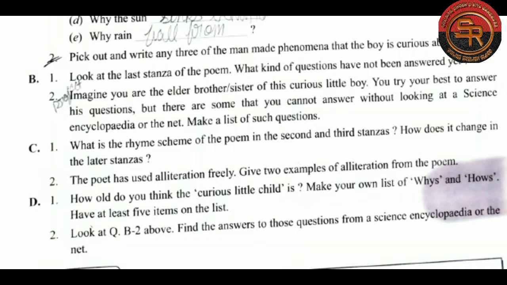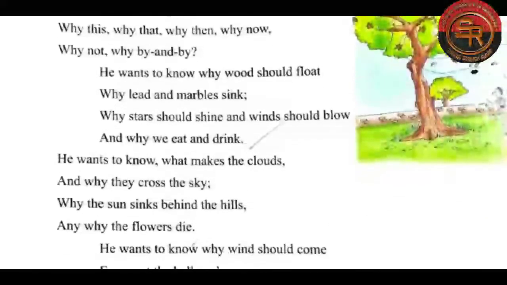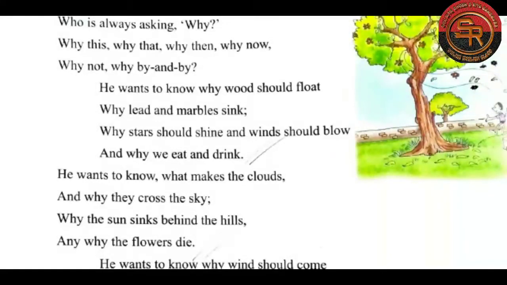Next, question C. What's the rhyme scheme of the poem in the second and the third stanza? So let's see what that rhyme scheme is. You know how to find out the rhyme scheme. This is the second stanza: He wants to know why wood should float, why laden marble sing, why stars should shine and winds should blow, and why we eat and drink.